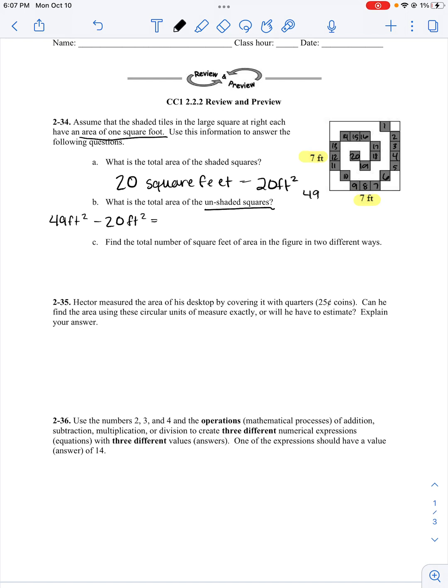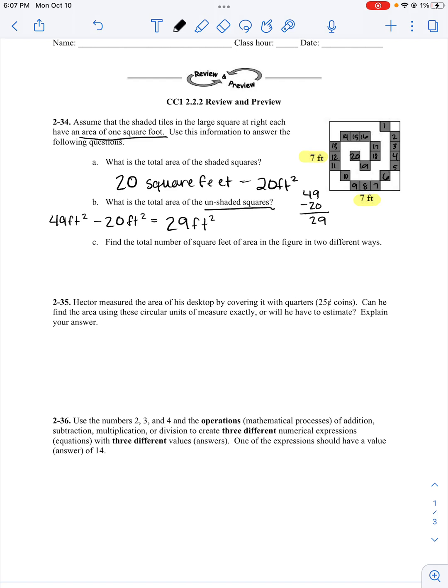Okay, I can set it up. 9 minus 0 is 9. 4 minus 2 is 2. The total area of the unshaded squares is 29 feet squared.